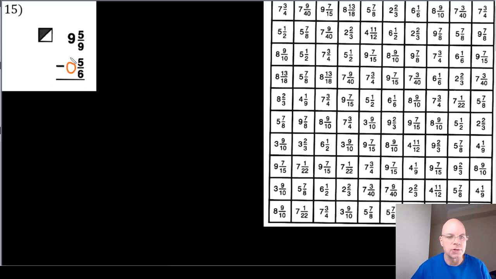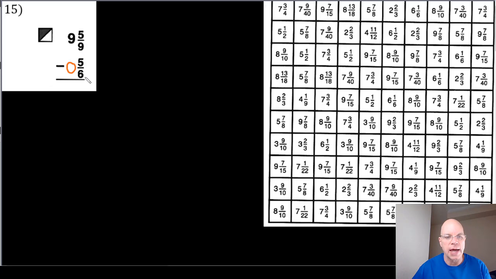You wouldn't usually show the 0, but I'm just showing the 0 to show that I have 0 wholes and 5 sixths is my fractional part. Up here I have 9 wholes and 5 ninths is my fractional part. I could subtract 0 wholes from 9 wholes and get 9 because they're like terms, but I cannot subtract 5 sixths from 5 ninths because they have different size pieces. I need a common denominator.